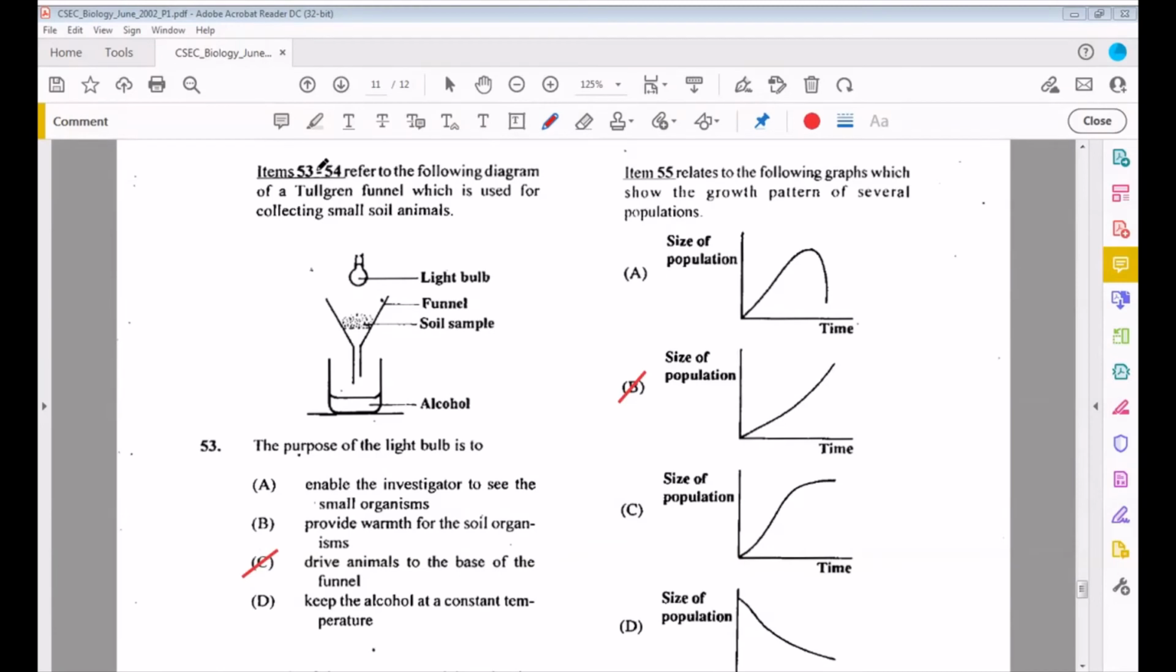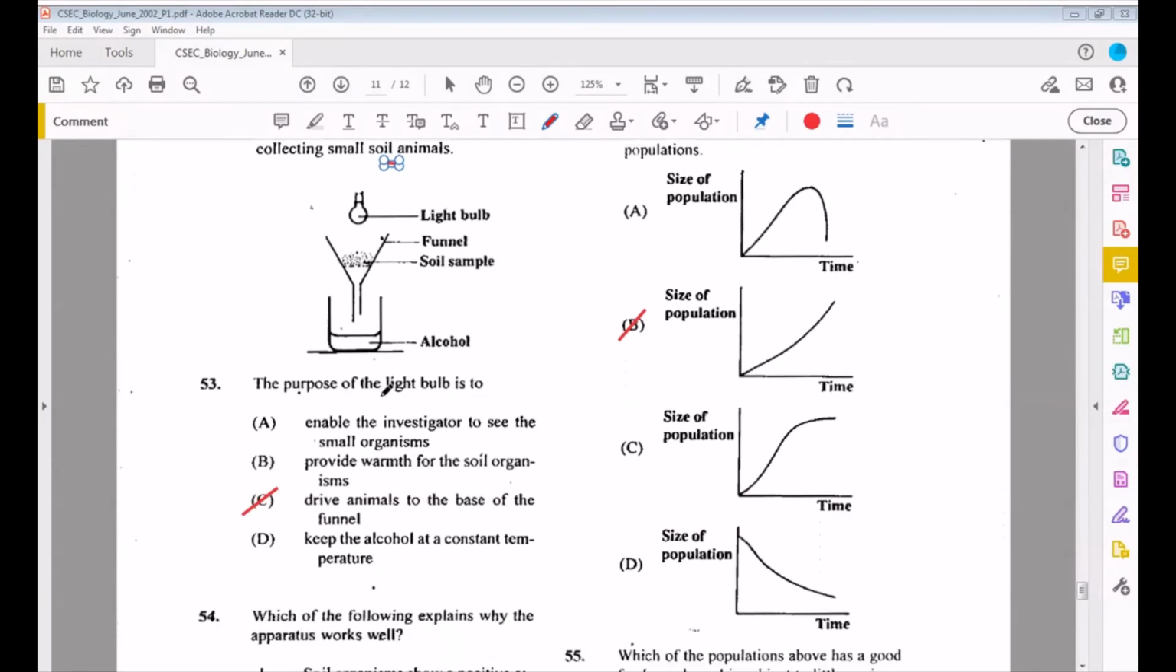Items 53 to 54 refer to the following diagram of a Tullgren funnel, which is used to collect small soil animals. So we have the whole setup with the light bulb, the funnel, and the soil sample with the soil animals in it, and the funnel leading into a beaker filled with alcohol.